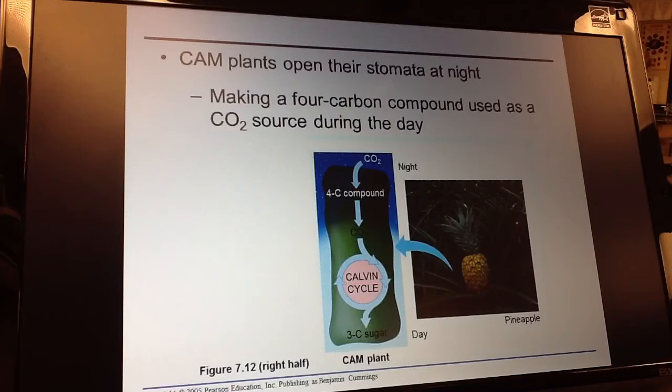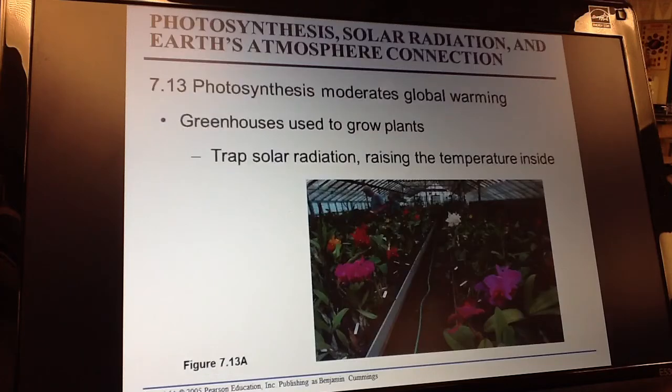Another solution is CAM plants like pineapples. CAM plants only open their stomata at night, so they only take in CO2 when it's coolest, when the temperature is the lowest. By doing that, it's easier for that CO2 to come in and be made into the Calvin cycle. In this way, we do the Calvin cycle at a different time, and we don't have to worry about opening the stomata during the hottest part of the day when evaporation is more likely to happen.